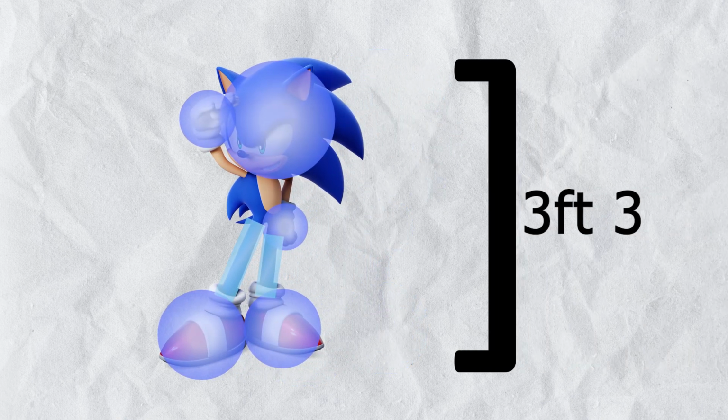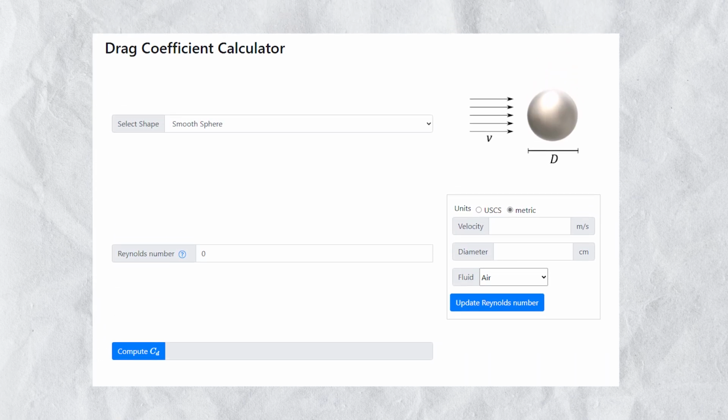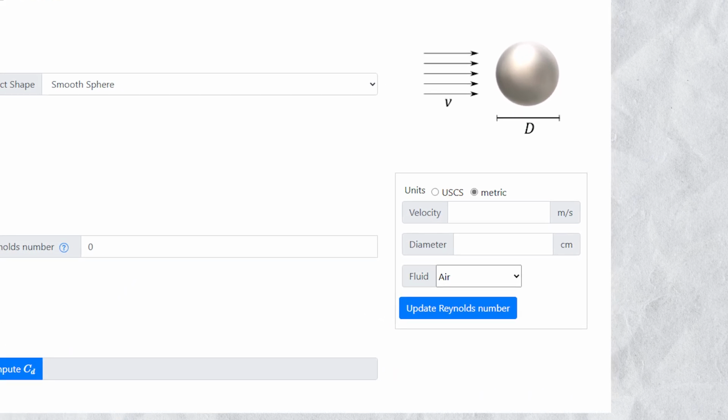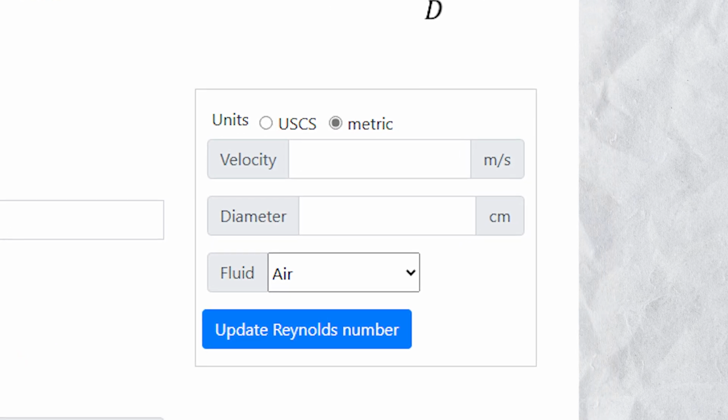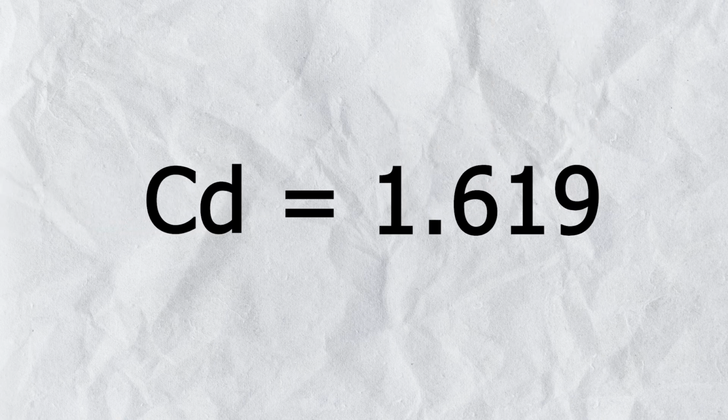Since Sonic is 3 feet 3 inches tall, or 0.99 meters, we can use this known measurement to find all the other measurements we need. For this handy dandy drag coefficient calculator I found online, all we need are some basic measurements for each of our shapes and the velocity, which we already know is the speed of sound. Substituting all our values and adding them together gives us Sonic's total drag coefficient, which is 1.619.